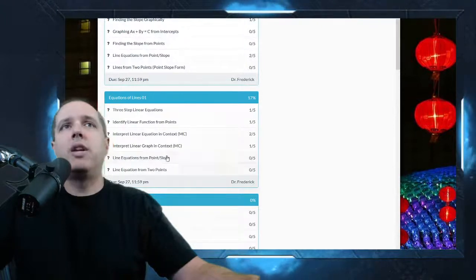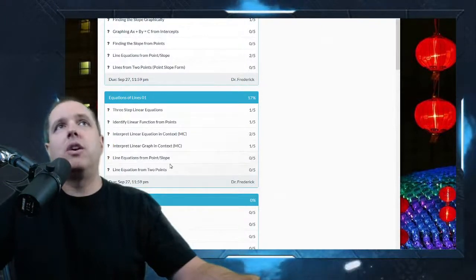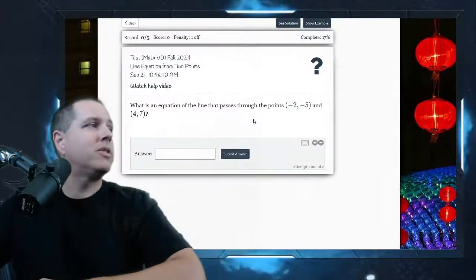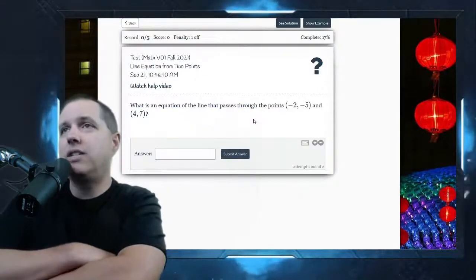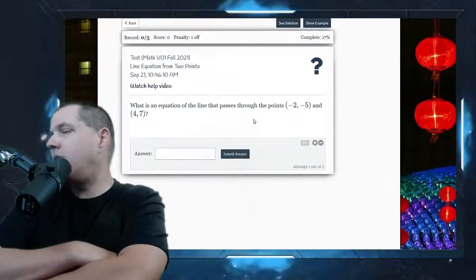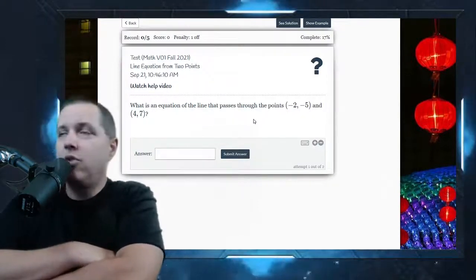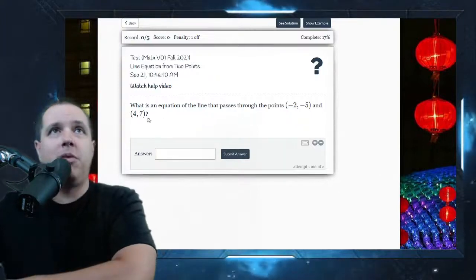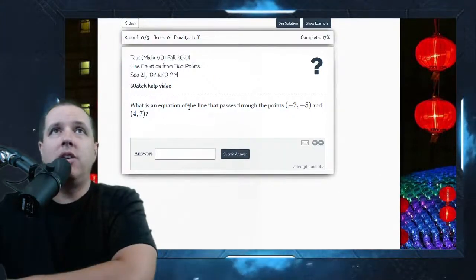Oh, somehow this one ended up in here again. That's still a good one to do. And lines from 2 points, always good. I like these problems. Really good to practice. We covered these last week, and we don't have time to cover them now. But those are always a favorite for me to put on tests, because if you can do this problem, right? What is the equation of the line that passes through these 2 points?